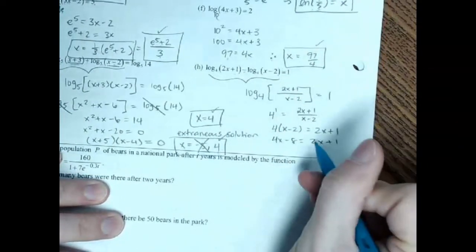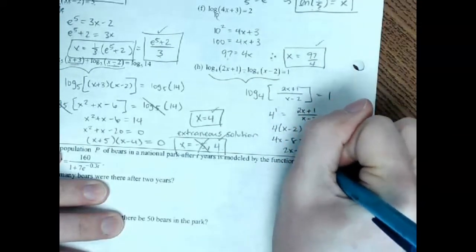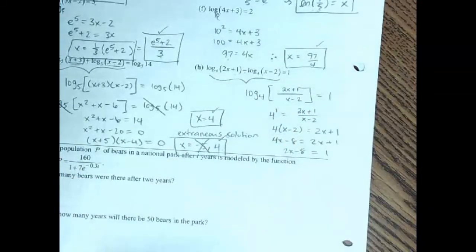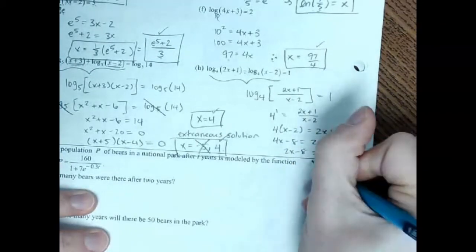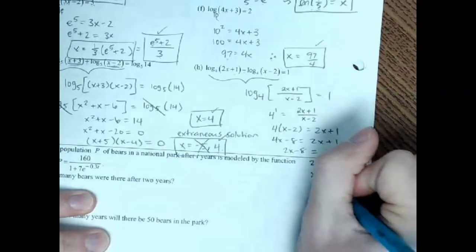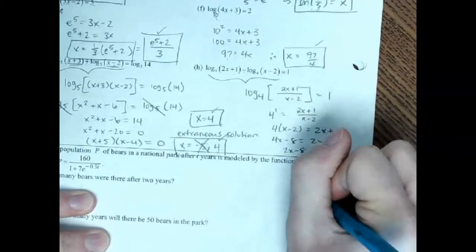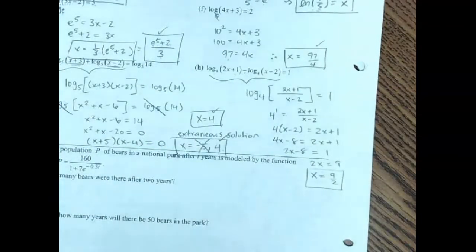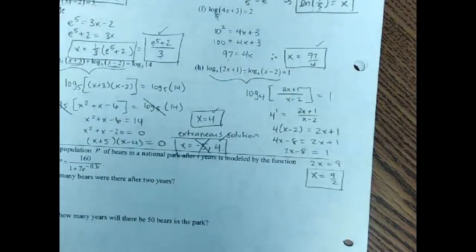Let's go ahead and move the 2x over. And then add the 8 over. Am I still on the screen? Yep, okay. So it looks like x is going to end up being 9 over 2 or 4.5.